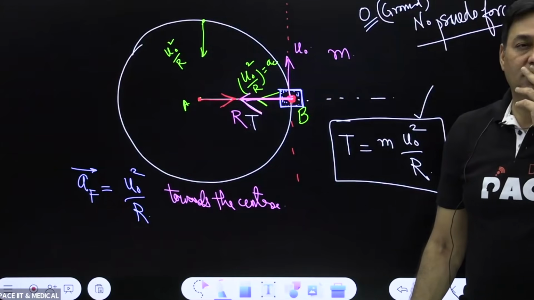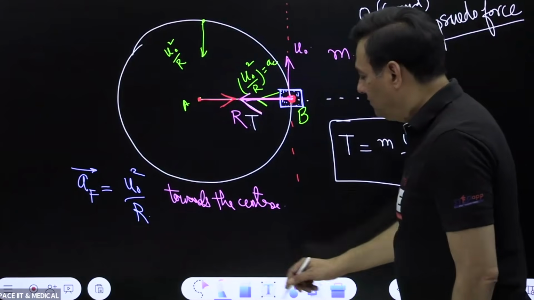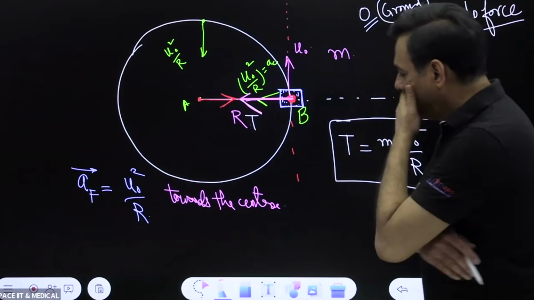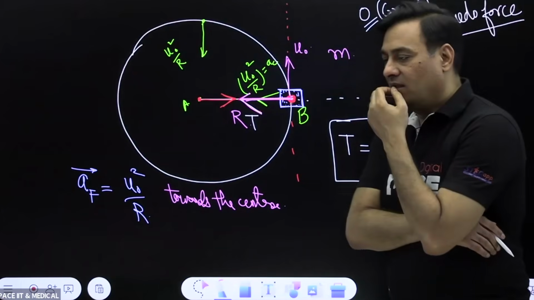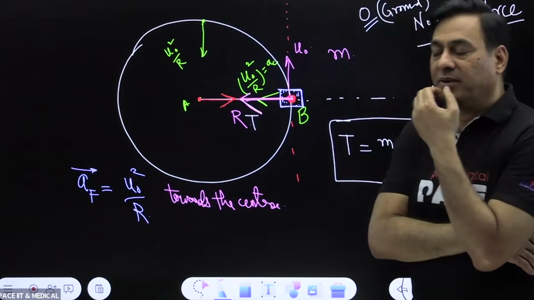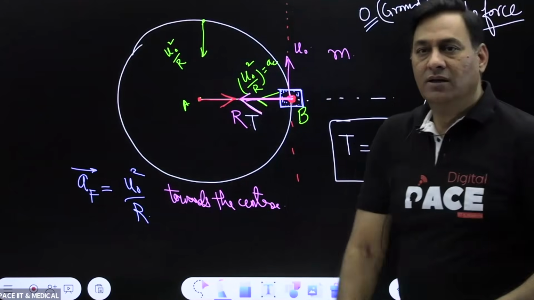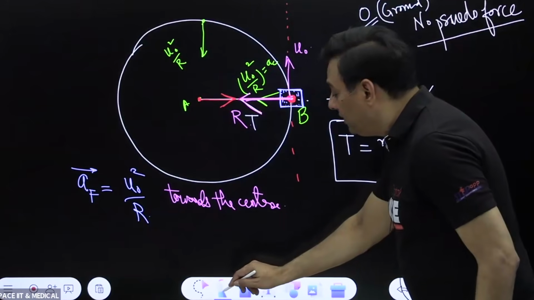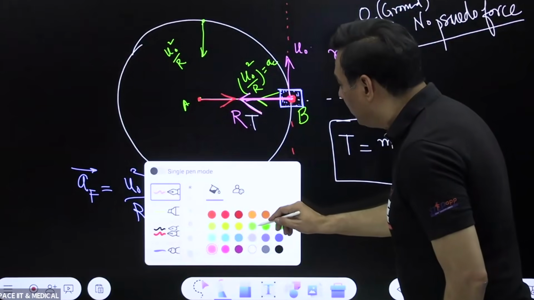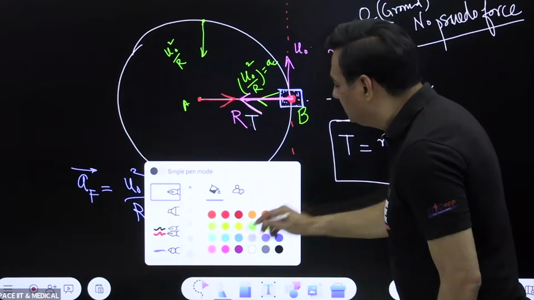Yes, sir, we will apply pseudo force. The frame attached to the body is non-inertial because it is accelerating. Hence, pseudo force must be introduced. Repeat again? The frame attached to the body is non-inertial. Therefore, we should apply a pseudo force on the frame, and the pseudo force should be how much?